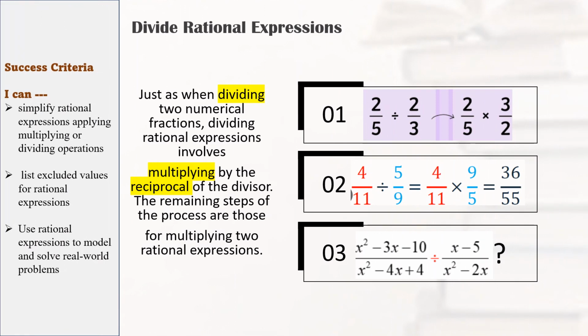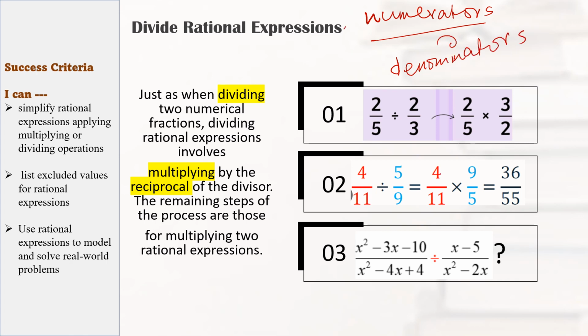rational expressions. So first of all, you must know that if we have numerators and denominators, what do we do? The numerators can be multiplied by the numerators and denominators can be multiplied by the denominators, and numerators and denominators can be divided with each other.